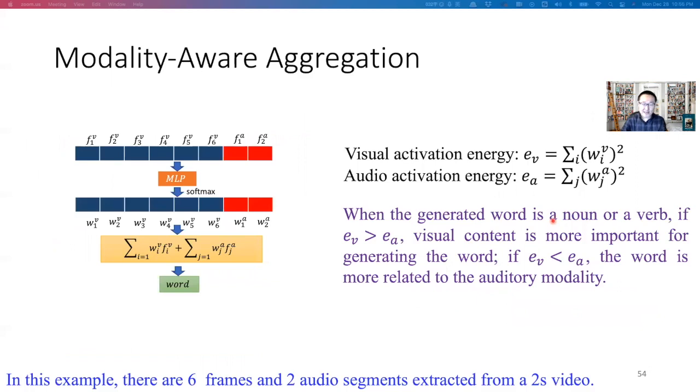For the audio text and visual text joint embedding, we use an MLP to aggregate features and then use softmax to output a set of weights. The weights indicate the importance of each feature. We define activation energy to measure modality importance. Here we have visual activation energy EV and audio activation energy EA. When the generated word is a noun or verb, if EV is larger than EA, visual content is more important for generating the word. If EV is smaller than EA, the word is more related to the auditory modality.